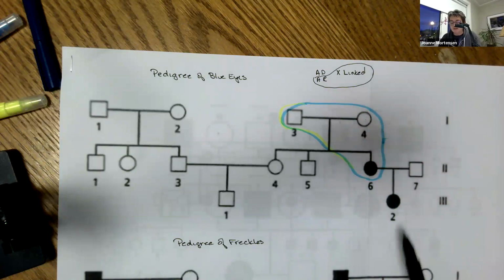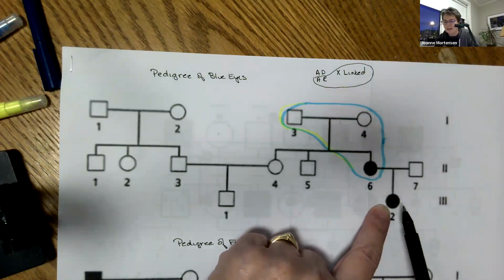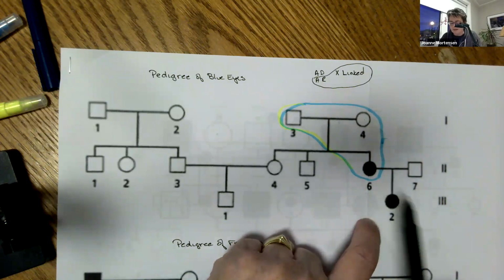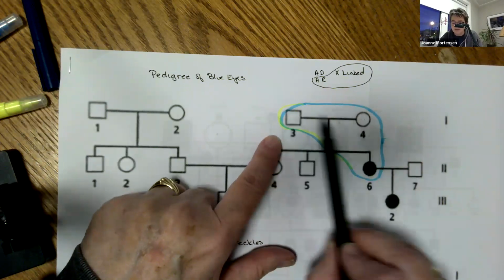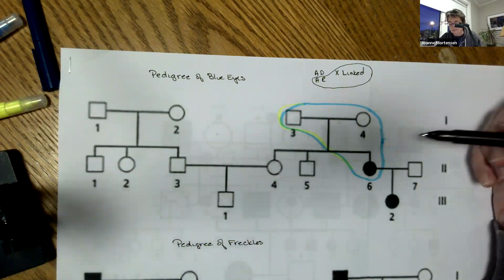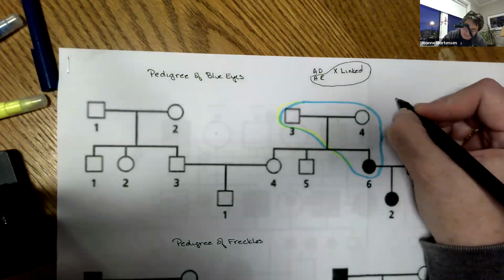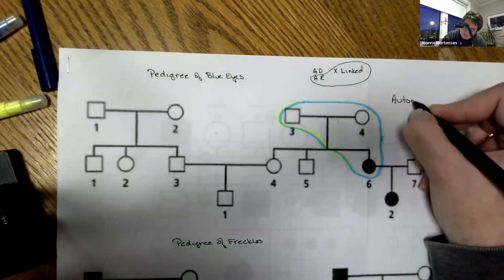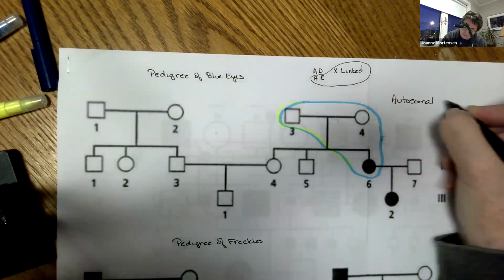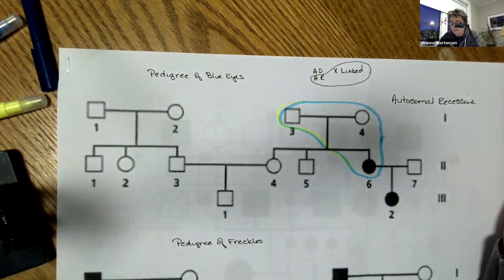The fact that down here this mother had it, I don't care. I mean, I do care, but not when I'm determining it. All I need is one instance where the two parents don't have it and the daughter does, or the child does. Now, because these are both girls, I'm going to say this is autosomal recessive. If those were both boys, I probably would have said it's X-linked.